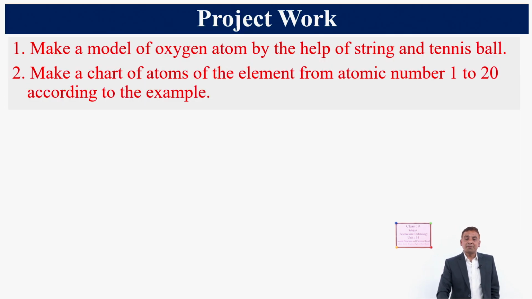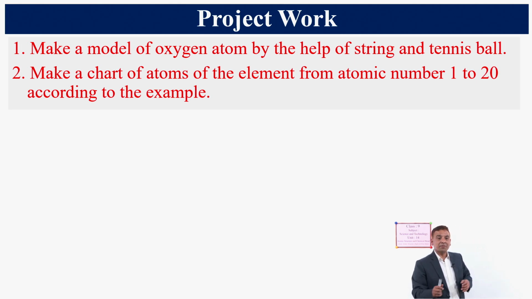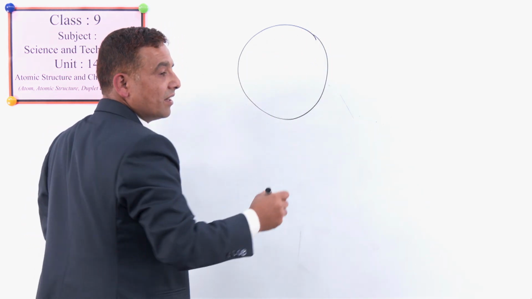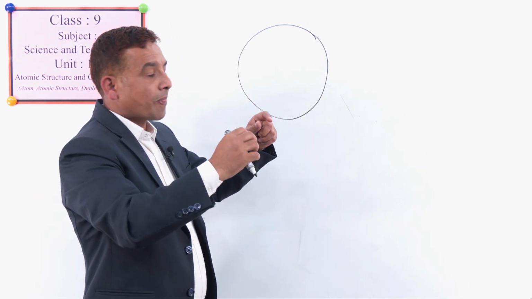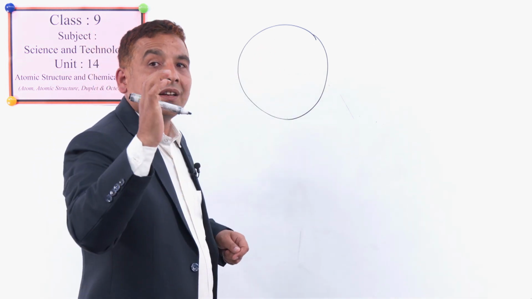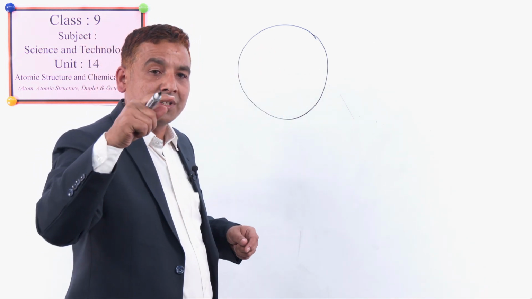Now I'm at the last part of today's class. I want to give you some project work. Make a model of an oxygen atom with the help of string and tennis balls. I'm giving some help for you to complete your project work. First you have to take a string, then bind the strings like this. Then take some tennis balls and make holes in the tennis balls.